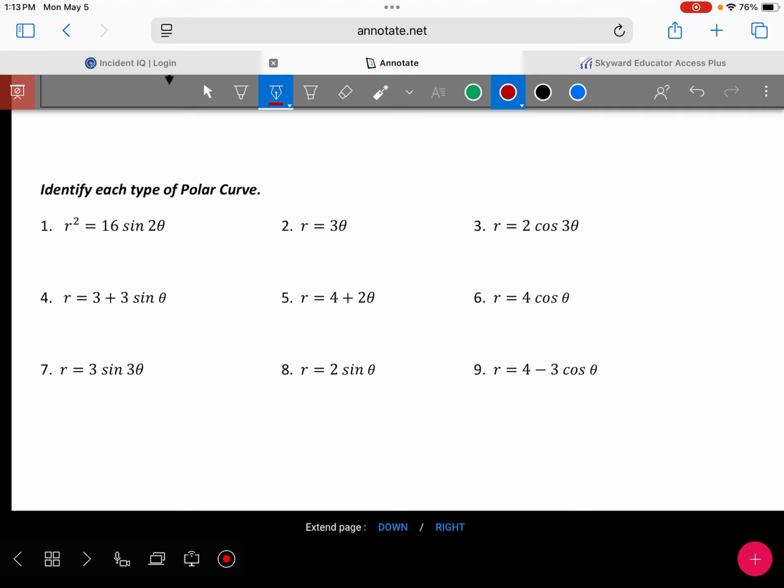So what do you think number 1 would be? It starts with R squared. The only one that starts with a square is called a what? Lemniscate. And I'm not really worried about spelling. All right, number 2 doesn't have a sine or a cosine. The only one that doesn't have a sine or a cosine is called a what? Spiral. Good. This one, what do you think 3 is? A rose.